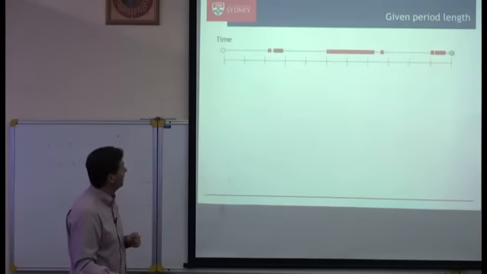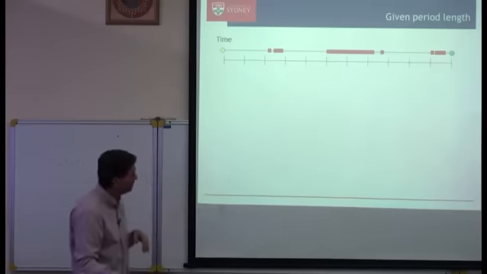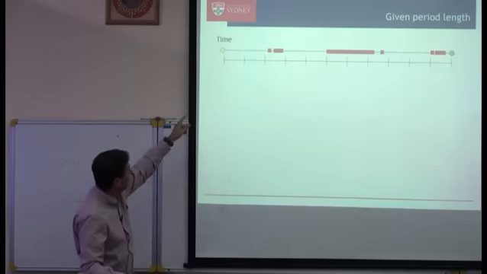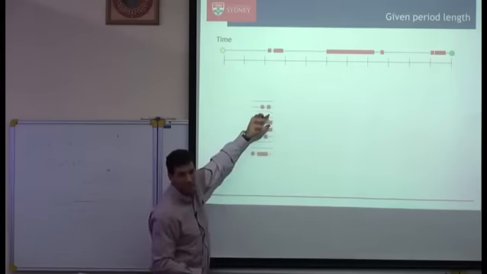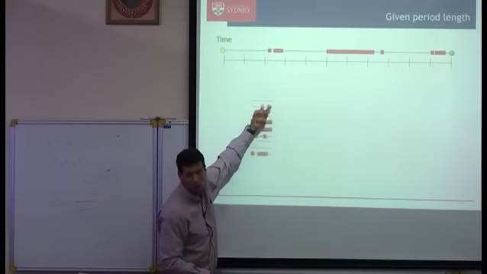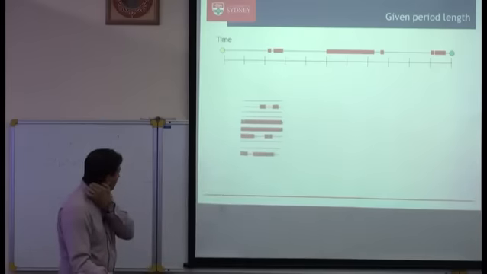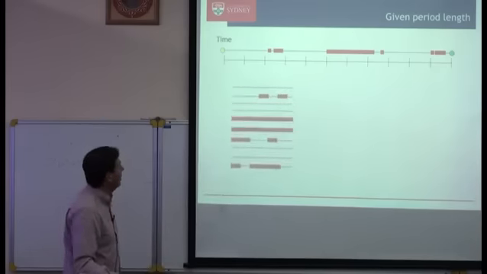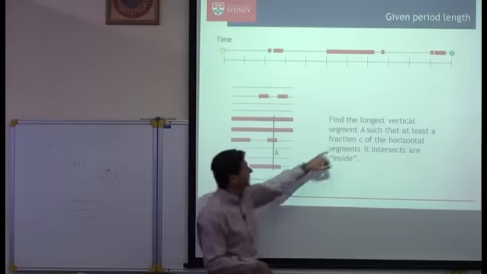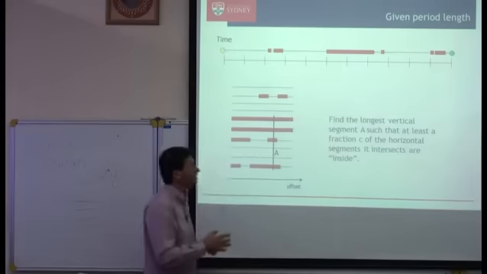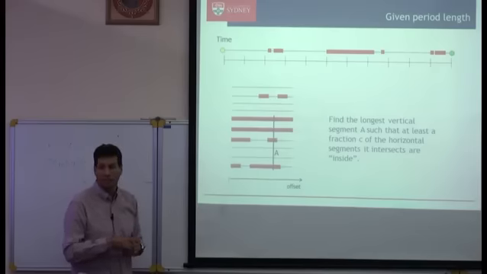I look at, so say I just cut all the periods, intervals, starting from the start time. So I get this, right? So this is just taking all the intervals and putting them on top of each other. Okay, let's see how it looks. And now the question is, I want to find the longest vertical segment, such that at least a fraction C of the horizontal segments intersects it or is inside.